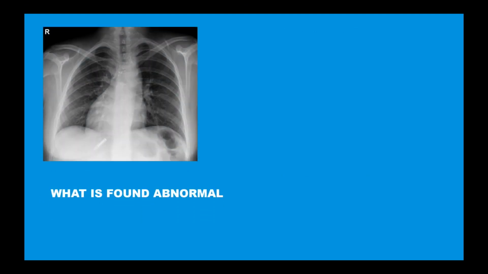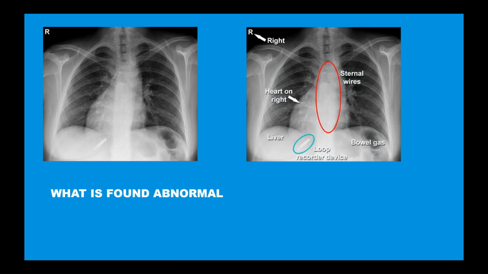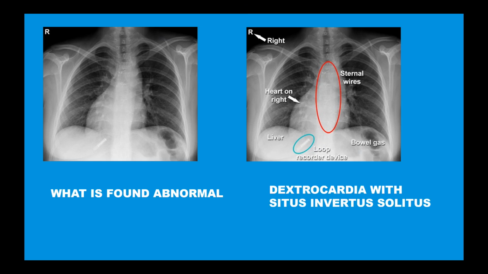What is found abnormal here? Dextrocardia. Immediately it is the dextrocardia. Heart on the right side with dextrocardia plus external wires are also seen here. Not only that, a loop recorder device is also there. Bowel gas is seen. Dextrocardia with situs inversus totalis.